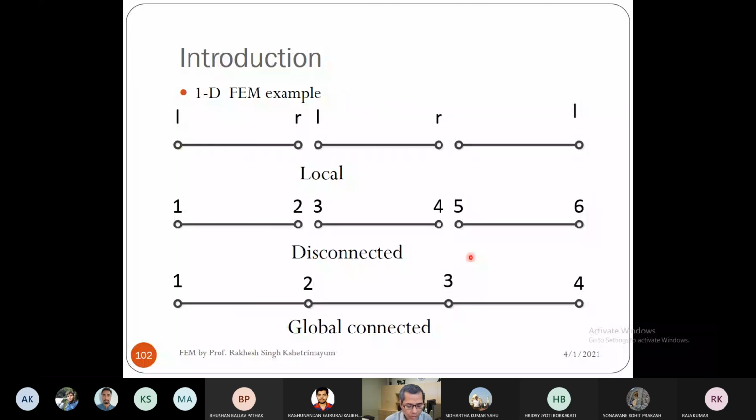I have the expression for A and B. I can write the matrix form of the functional. So that is how you express the functional.